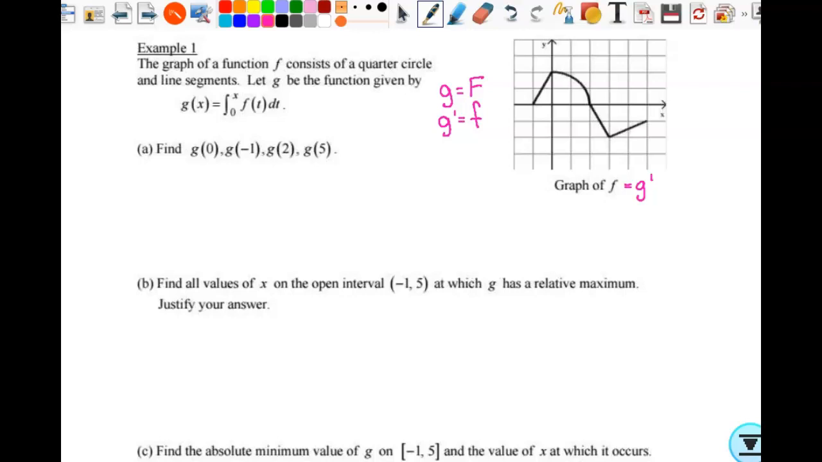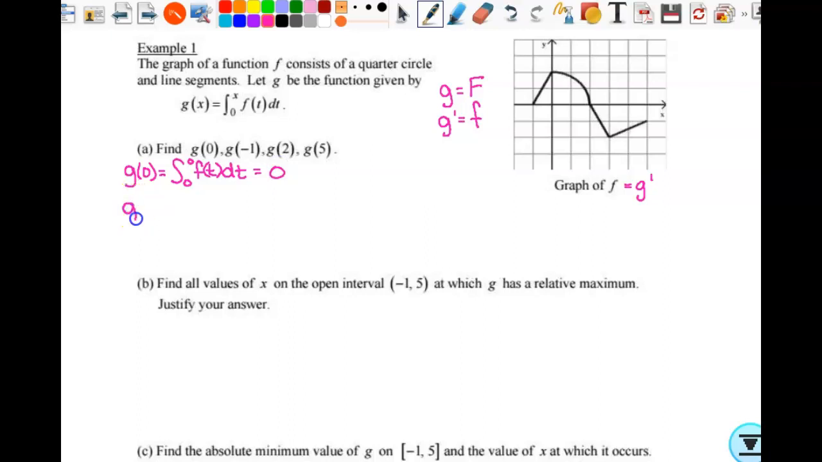I'm going to find g of 0. Okay, so just like anything else, we're going to substitute this in. So g of 0 is equal to the integral from 0 to 0 of f of t dt. And what is that? 0. Why? There's no change. When the limits of integration are the same, the integration is 0. There's nothing to integrate, right?